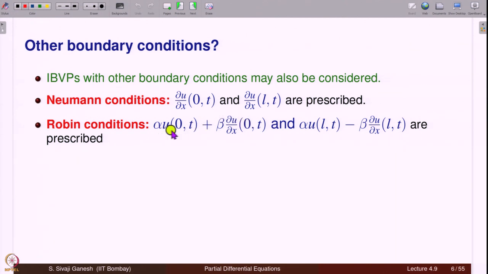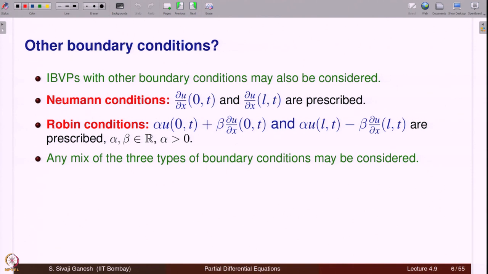So, alpha times u(0,t) plus beta times ∂u/∂x at (0,t) is prescribed, and alpha u(L,t) minus beta ∂u/∂x(L,t) is prescribed. What are alpha and beta? They are real numbers, with alpha positive. So, any mix of these types of boundary conditions may be considered.